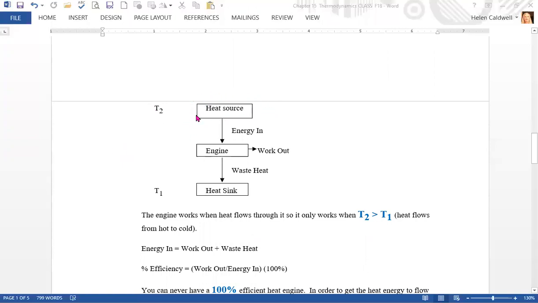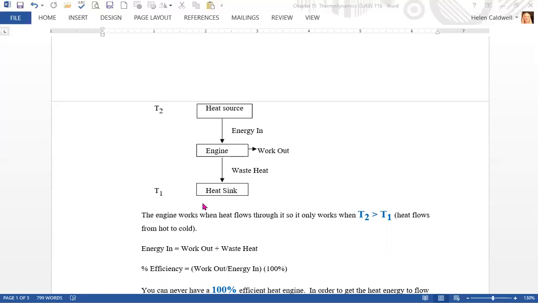So in a heat engine, the general schematic would have some sort of a heat source. For my car, that's the burning gasoline. It would produce energy that would input into the engine. The engine would do some sort of work. And then there would be waste heat, leftover heat that didn't get converted 100% into work. That waste heat goes into something we call the heat sink. S-I-N-K. A heat sink is a receptacle for waste heat energy.